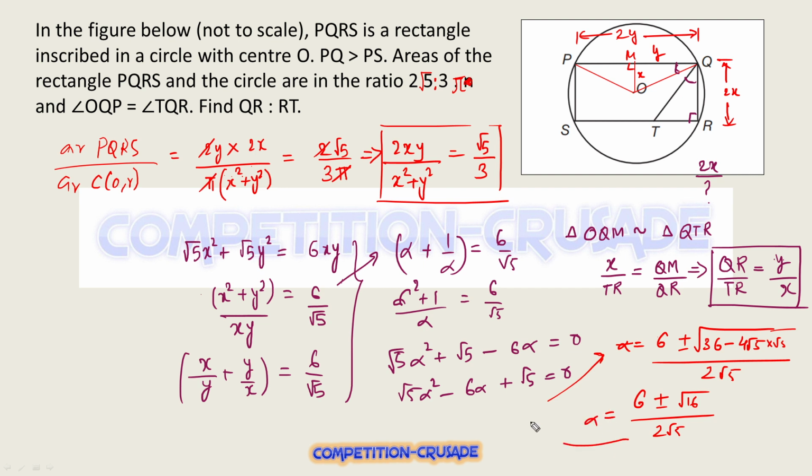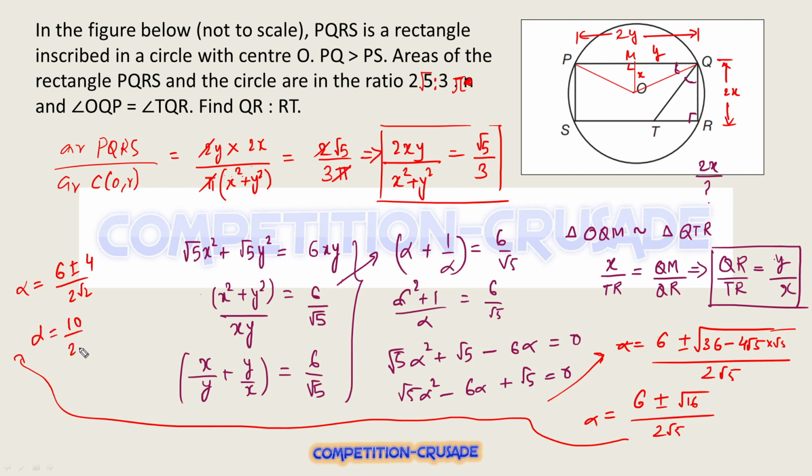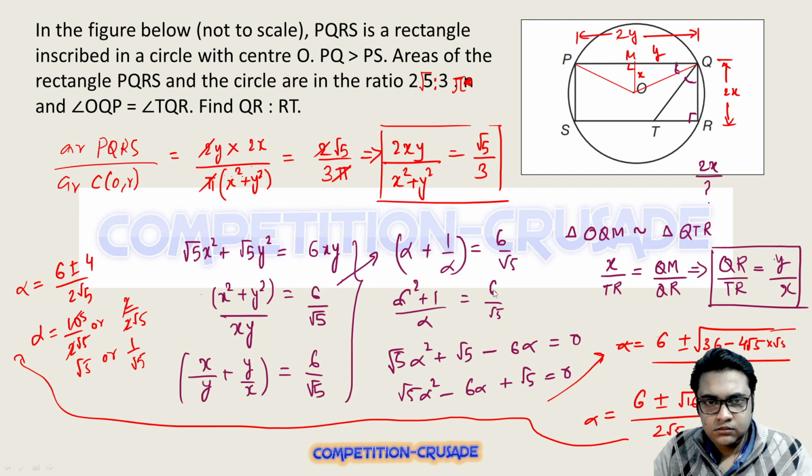Alpha will be equal to 16 root, we all know that is 4. So 6 plus minus 4 by 2 root 5. So alpha will be either 10 by 2 root 5, or it will be 2 by 2 root 5. So this becomes 5 by root 5, that is root 5, or 1 by root 5. I hope that makes sense.